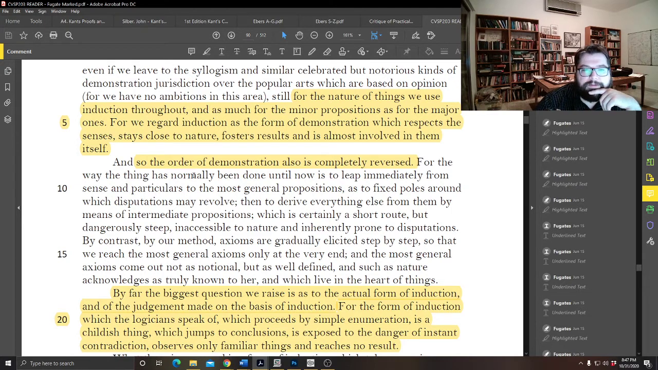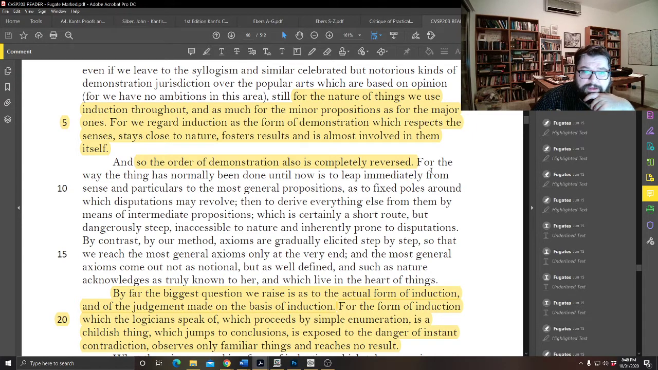So the order of demonstration here is completely reversed, right? We go from inductive experience to the first principles. We prove first principles through experiences. We don't prove particular experiences through first principles. It's the opposite way in terms of proof and demonstration.